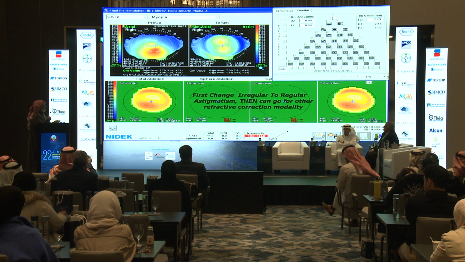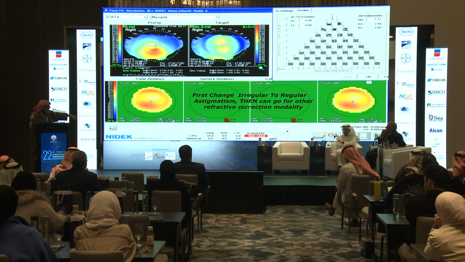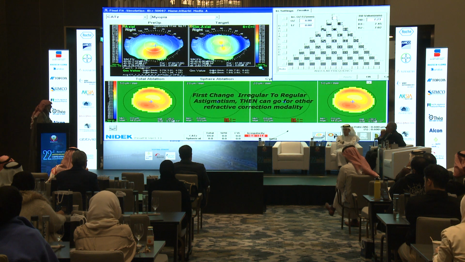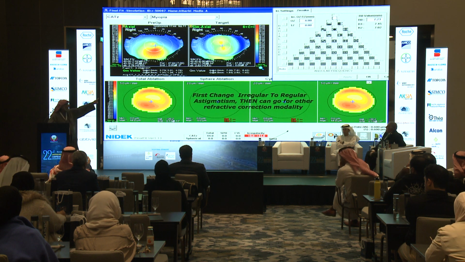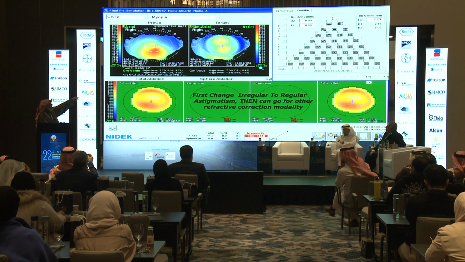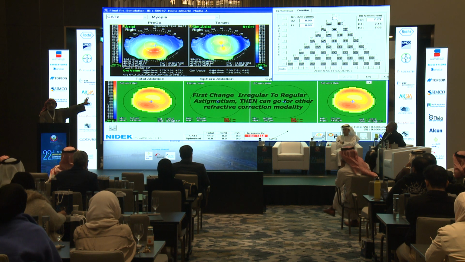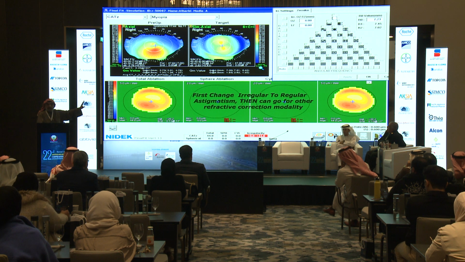Now look at this one. This is keratoconus. Definitely, he has astigmatism 2.7. You just made a correction with 28 microns. You change it from irregular to regular. It is the same degree, 2.78, 2.8, the same degree of astigmatism, but good quality of astigmatism. This patient, you can give him glasses now. You can give him contact lens, ICL, whatever, but he will have good vision. And only by 28 microns.